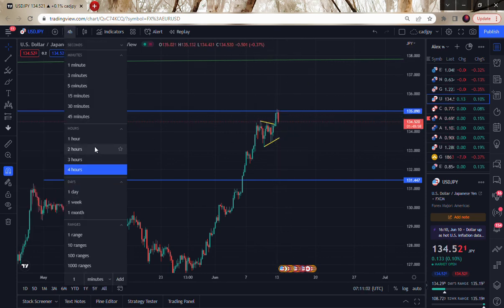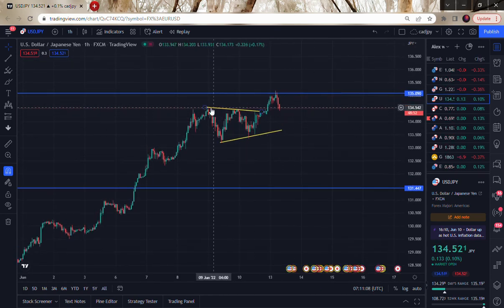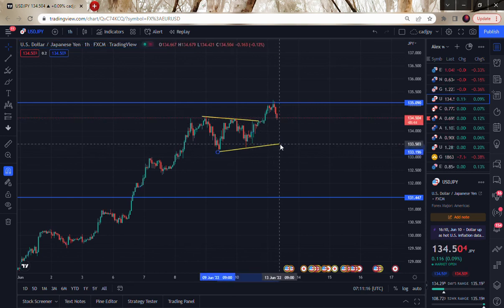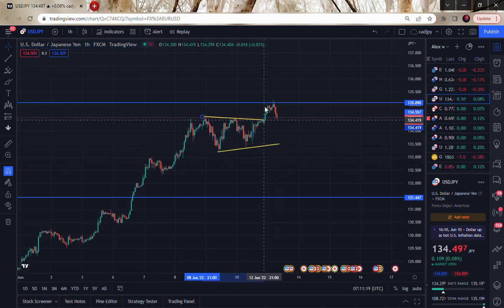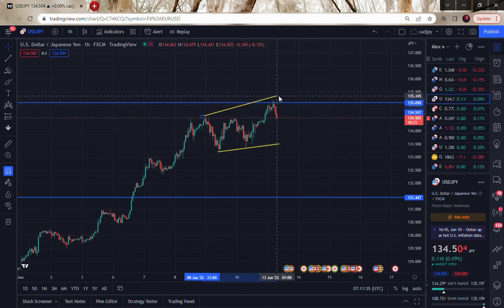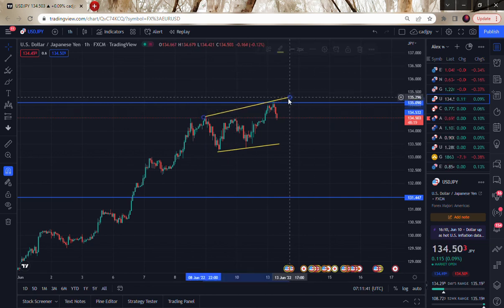So now we're just going to go to the 1 hour. Okay, so this is the impulse, this is the correction, then the impulse. If I can extend this pattern here on USDJPY, I could just extend this pattern like that, okay? Because this is still lower than this. This is lower than this, so this is the high. So from here I can connect this and this, because these two are trending. So now I can have a structure like this, okay? My structure will be like this.